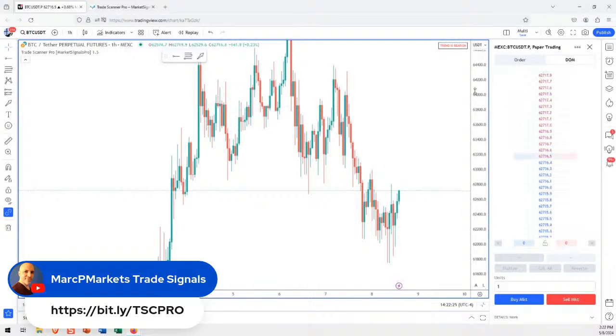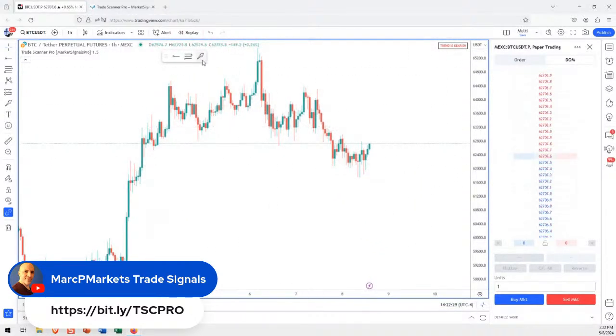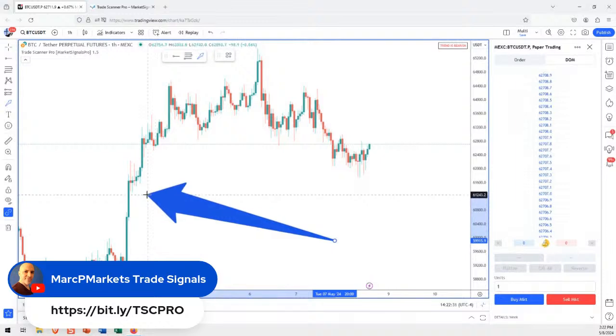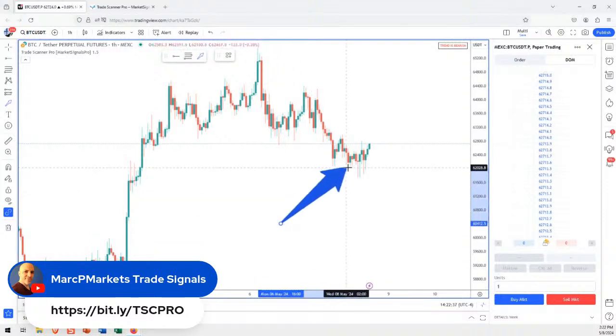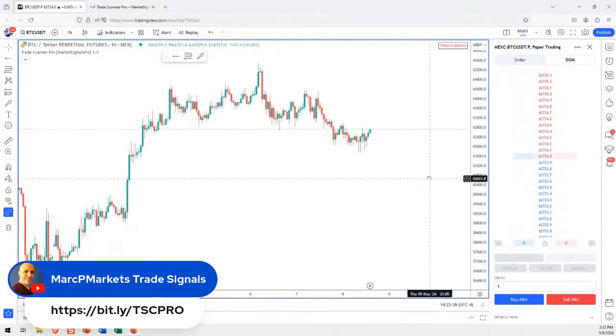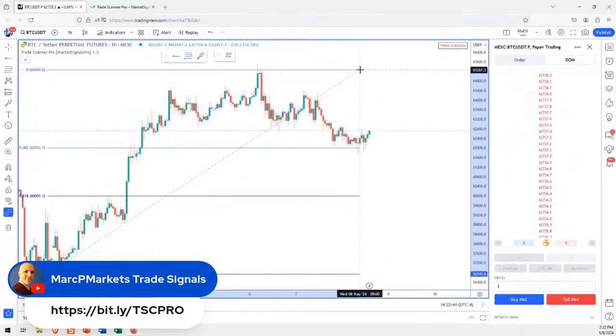Why am I going to the hourly? Because I just want to get a sense of context, okay? The general structure here, I mean, this is pretty strong, right? This structure over here, higher low, right? It's trying to maintain this range. This is still a higher low relative to this broader structure, okay?